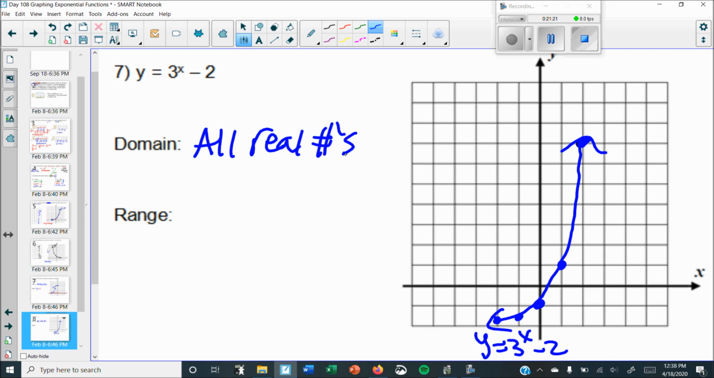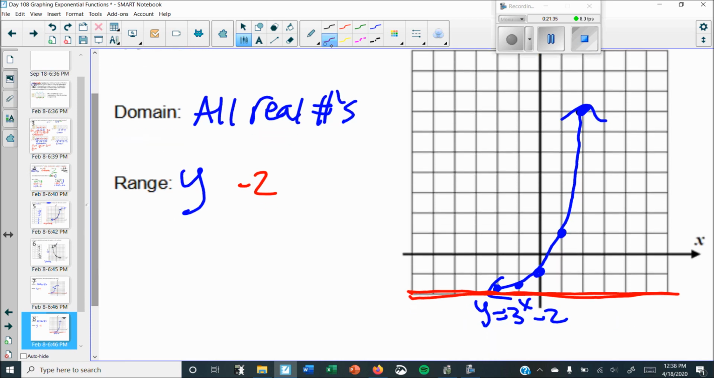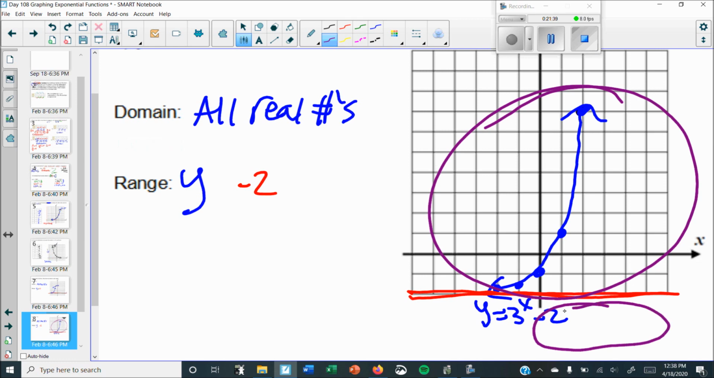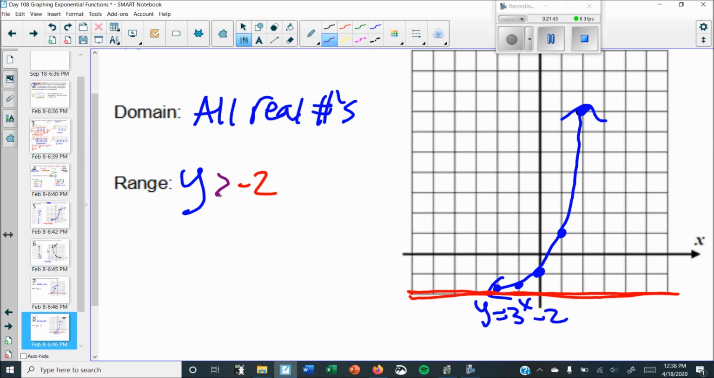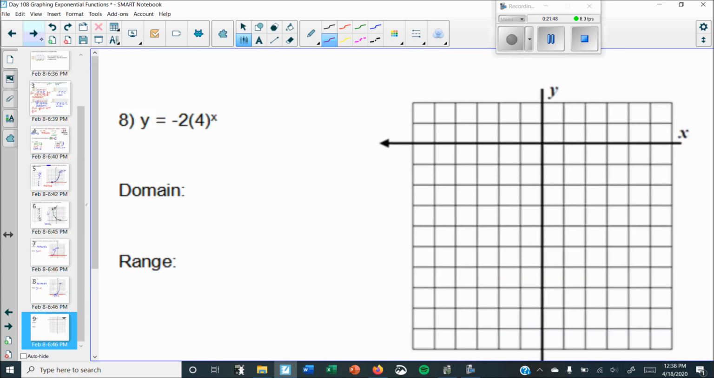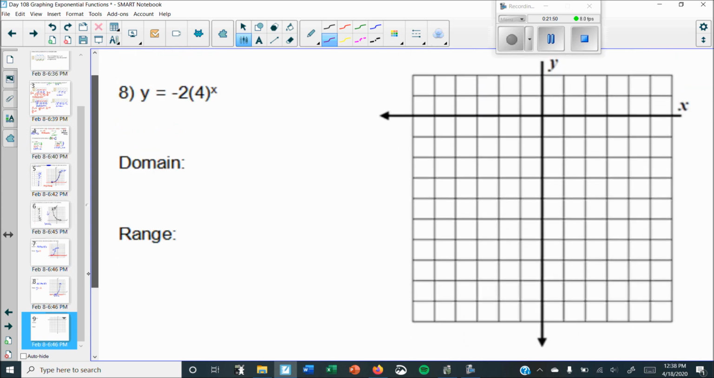Now, the range, what letter do we use for range? Y. Now, what's it hovering over? What's it curving towards? It's curving towards this line. Well, what line is that? That's negative 2. Now, again, where do you see the graph? Is the graph above that line, or is the graph below that line? It's above it. So if it's above that line, you put greater than and don't put the line. Okay? And this is the last one.